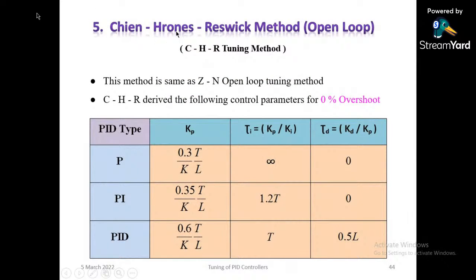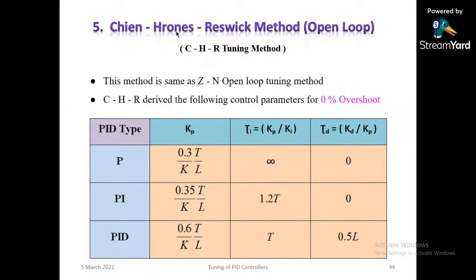Now next is, बघा हे नाव पण घेता येत नाहीये, CHR tuning method, Chien-Hrones-Reswick method. Again it is applicable to open loop. This method is again same as Ziegler-Nichols method.